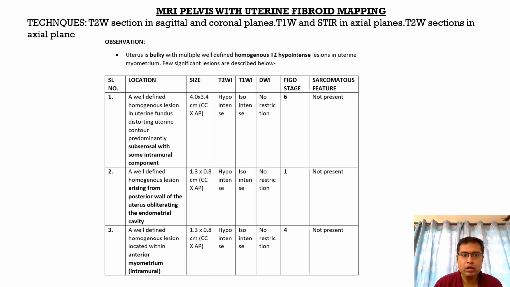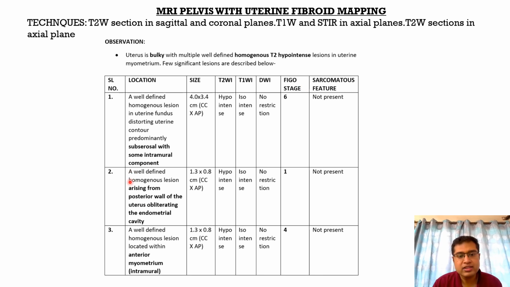So in this particular report, I have mentioned that the uterus is bulky with multiple homogeneous T2 hypointense lesions within the uterine myometrium, and fibroid mapping has to be done in any case of fibroids within the uterus. The mapping consists predominantly of large significant fibroids, where the intramural fibroid in the fundus was a significant fibroid. So I mentioned the location, the size, the characteristics on T2, T1 and DWI with its FIGO stage and sarcomatous features. So FIGO stage is very important to be mentioned even on ultrasound of the fibroid.